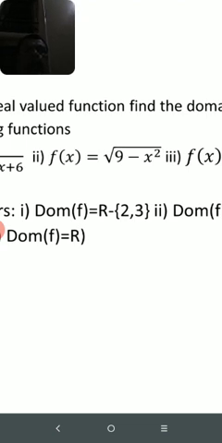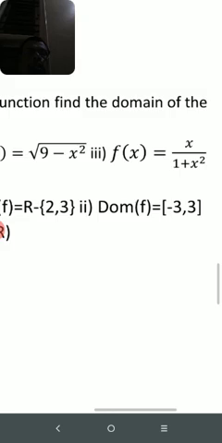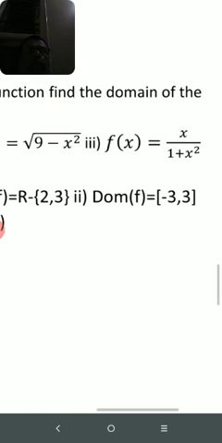And f of x is equal to square root of 9 minus x square. Its domain of f becomes what? Minus 3 to plus 3. Then third one is what? f of x is equal to x divided by 1 plus x square, its domain of f becomes what? With respect to R.